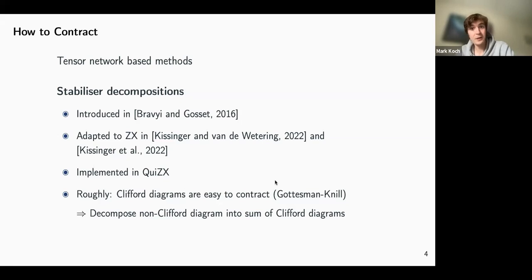So the idea is, if you get a circuit or some diagram that is non-Clifford, just decompose it into a linear combination of Cliffords, then contract each of them individually and fast, and then just add up the results. The catch is, of course, that the number of terms you get in this linear combination grows exponentially with the amount of non-Clifford stuff you have in your circuit or diagram. Okay, that was a very rough overview.